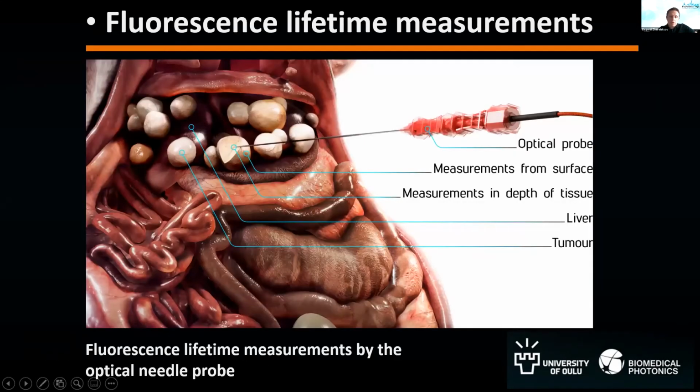How did we measure? We actually wanted to be sure that our needle probe is exactly in the location of the tumor. The mice were subject to laparotomy, and we measured inside the tissue, the tumor nodes, and inside the liver.